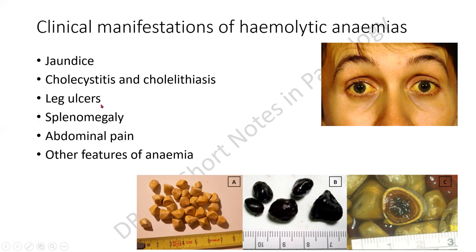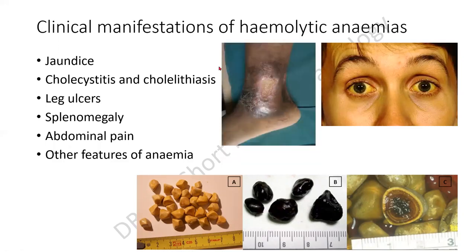Because of this, the patient can develop leg ulcers, classical of sickle cell anemia and spherocytosis. Splenomegaly can be seen. Abdominal pain because of increased destruction. And there can be other features such as hyperdynamic circulation, etc. All can be seen in a case of hemolytic anemias. This is a chronic leg ulcer I have been describing, which can be seen in patients with sickle cell anemia.